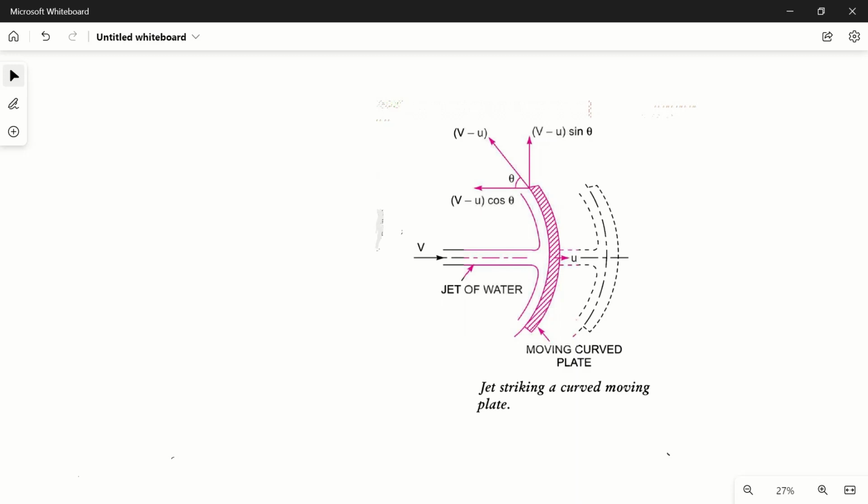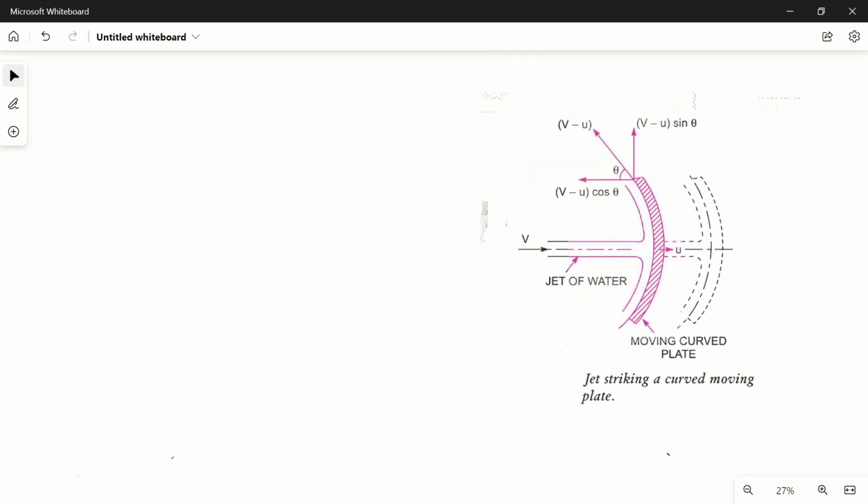In today's video, we will try to find out the force exerted by this water jet or fluid jet, which is moving with a velocity v on a curved symmetrical moving plate, which is moving with a velocity u. So let's try to find out.